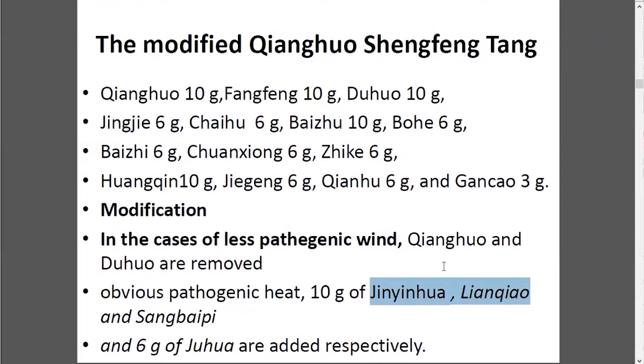And 菊花 is always good for the eyes, and clears heat from the eyes. So that's the wind heat pattern.